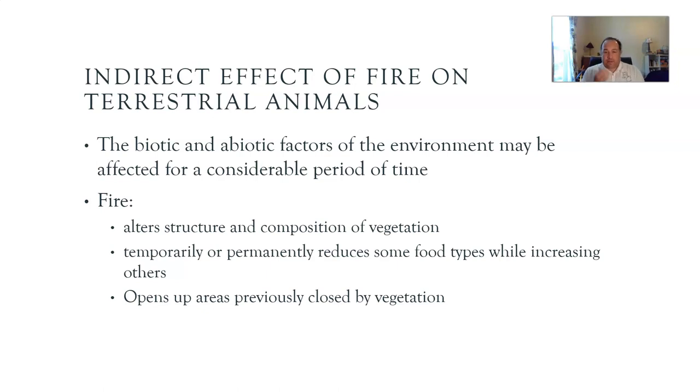So when we're talking about indirect effects of fire on animals, fire can alter the structure and the composition of vegetation. When we say structure, we mean how much of it is there, how big, how tall it is. If we've got tall grass or trees and then all of a sudden everything's burned down, now all we have is bare soil. And then the composition of vegetation. You can have a lot of fires in a row, and maybe a shrubland all of a sudden becomes a grassland.